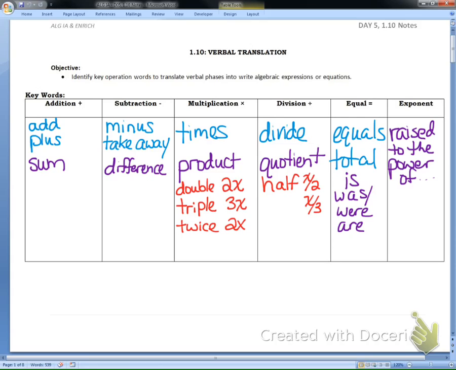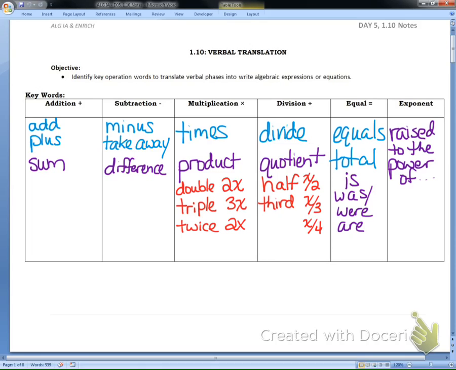Do you know what word is used to mean divide by 3? It's a third of something. If you see the word third, that means you have to divide it by 3. Here's a harder one. What about 4? What word means divide by 4?